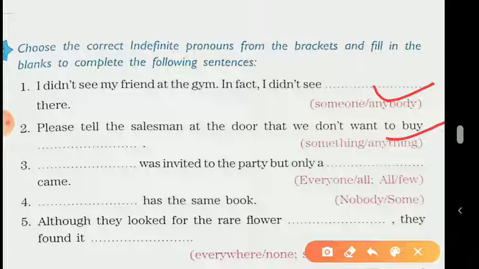Third, dash was invited to the party, but only a dash came. Now we need to choose between everyone and all.